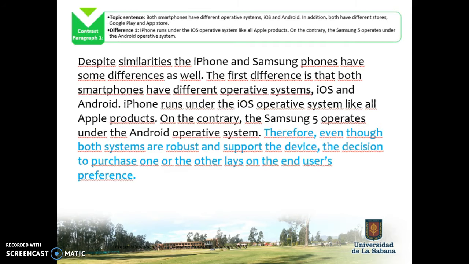Thirdly, our paragraph needs concluding sentences. Notice the concluding sentence in this paragraph in blue. The concluding sentence basically restates the topic sentence and adds on a bit more detail. Therefore, even though both systems are robust and support the device, the decision to purchase one or the other lays on the user's preference. Remember that we are talking about iOS and Android, the 2 operative systems of these smartphones.